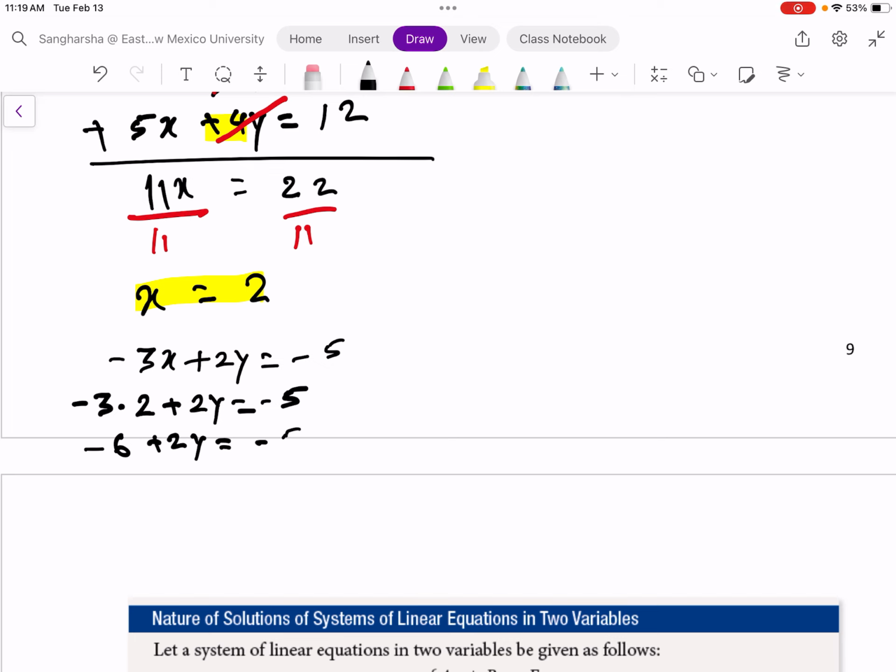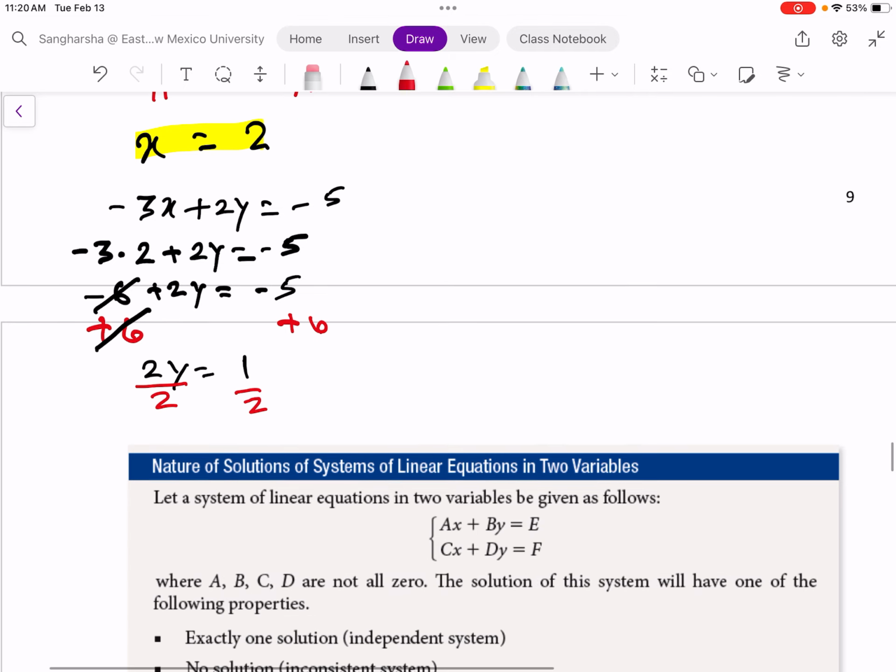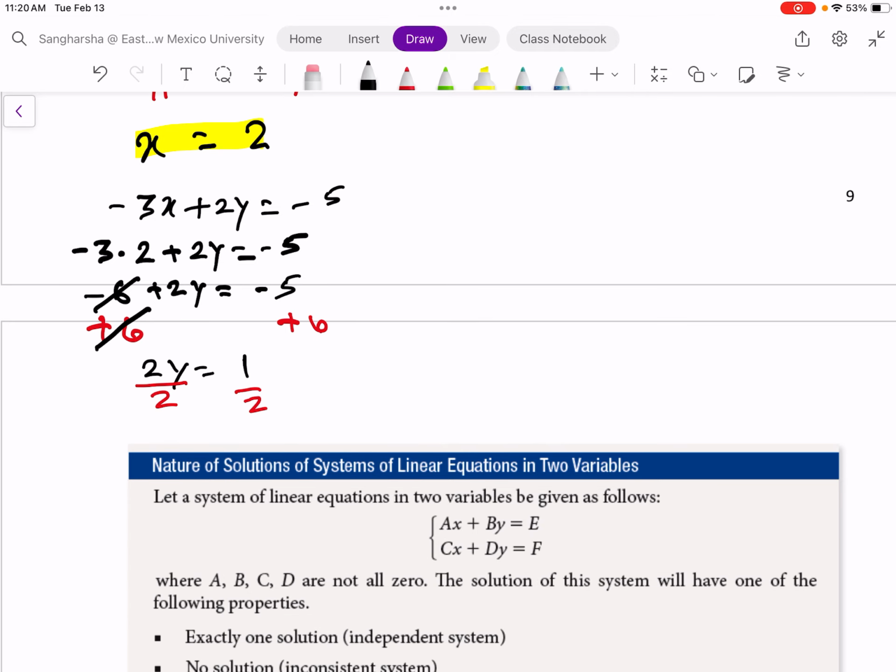Now we get rid of negative 6 from the left. So we add 6 on both sides. Okay. So negative 6 and positive 6 cancel. So we have 2y equals negative 5 plus 6, that is plus 1. We get rid of 2. For that we divide by 2 on both sides. And we have our y equals 1/2.